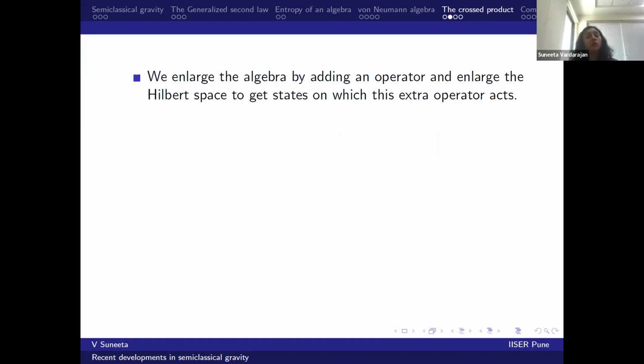So what is the procedure? You enlarge the algebra by adding an operator. But this new operator that you are adding is not acting on the quantum field theory Hilbert space. It acts on a new Hilbert space, which you have to add to the original quantum field theory Hilbert space. So you take the tensor product of the quantum field theory Hilbert space with this extra Hilbert space, and this new operator will act on that extra Hilbert space.